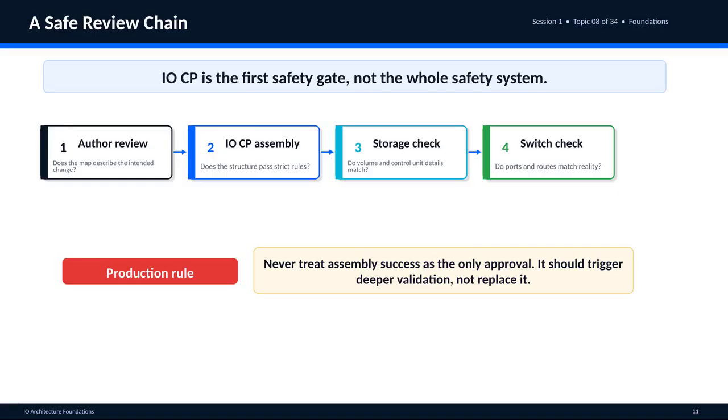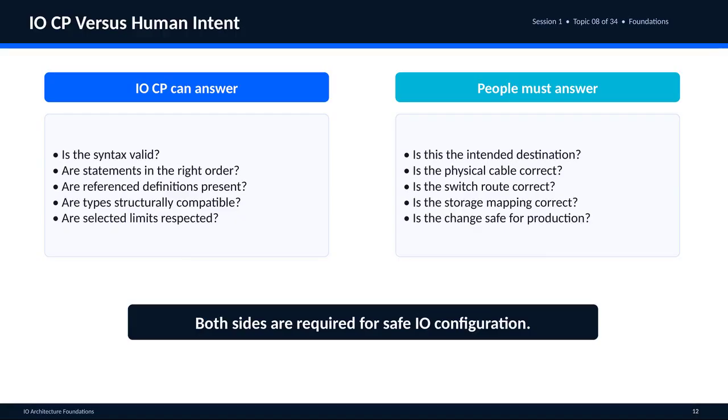A safer process treats IOCP as the first gate in a larger review chain. The author checks whether the configuration expresses the intended change. IOCP checks whether the structure follows the rules. Storage specialists confirm that the volume, control unit, and device details match reality. Switch specialists confirm that ports, paths, and routes are what the configuration assumes. This teamwork matters because each group sees a different part of the truth. IOCP can validate the written structure, but real safety comes from combining that structural check with human review of the physical environment. A useful way to avoid overtrusting IOCP is to divide the questions into two groups.